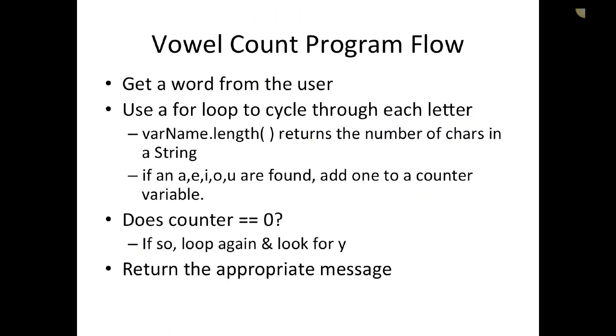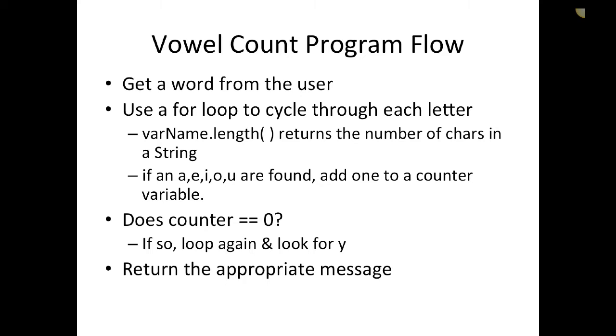I've taken the liberty to write out the program flow for this val count assignment so that you can understand the order that things need to happen in. So the first thing you'll need to do is get a word from the user. So get your scanner in there, get your variable to store that word into, and then you'll use a for loop to cycle through each letter. So you can use the name of the variable that you get from the user.length. That will tell you how many times your loop needs to run.